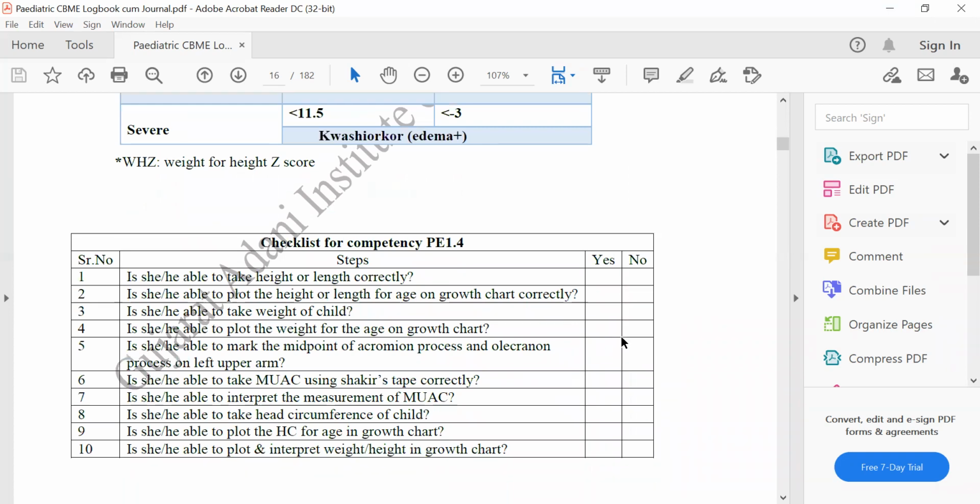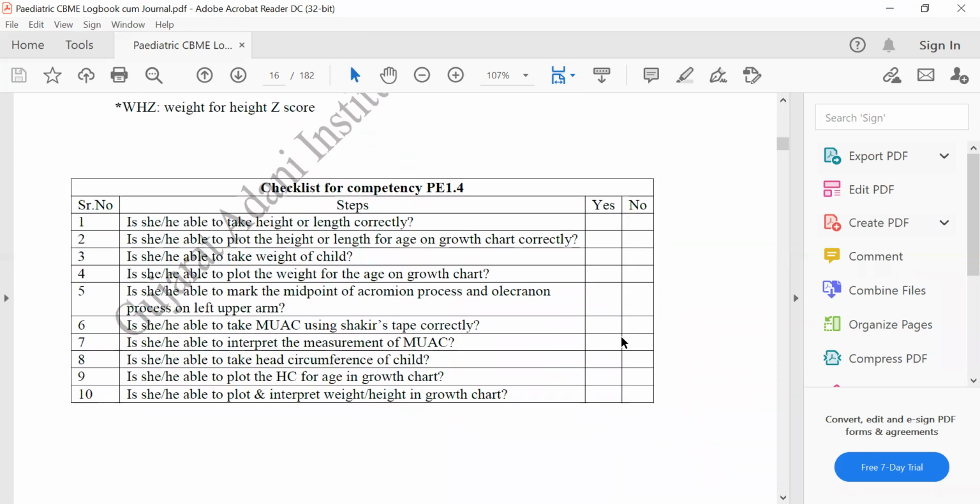Now the checklist. After each and every certifiable competency, I have mentioned some important points for the student, that a student should be able to remember all these points before we are checking. And these are the checklists. Basically, students should also be aware of what we are going to check, what we are expecting from them, and also for the faculty.